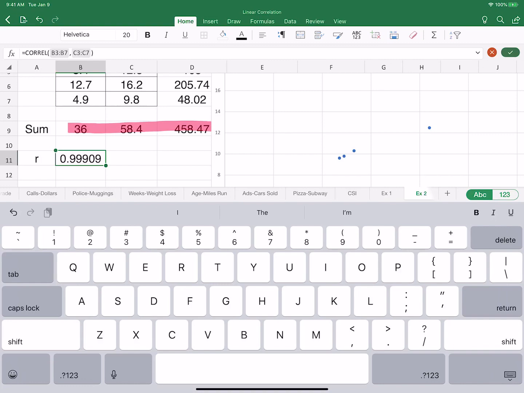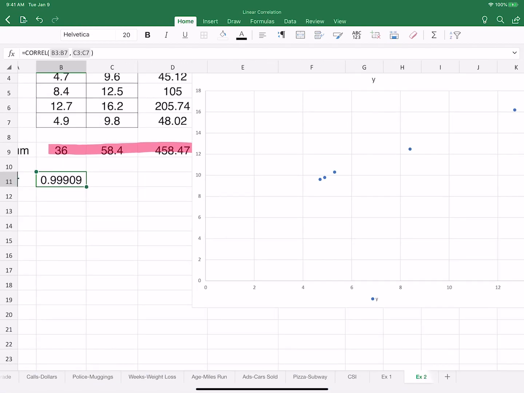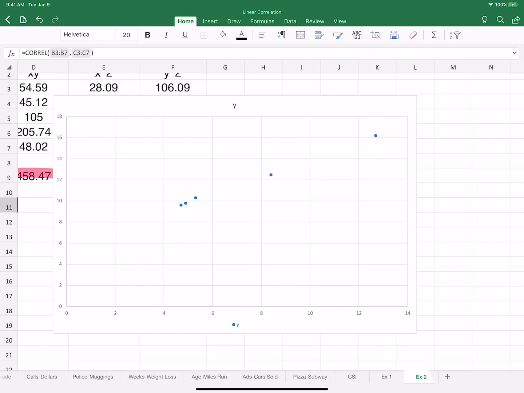That's almost 1. So remember what we said the other day. If we get rid of the keyboard, it's positive, so this correlation has a positive slope, right? It's a positive r value. It's almost a perfect linear correlation. Remember, if it's exactly 1, it's a perfect positive linear correlation. If it's exactly -1, it's a perfect negative linear correlation. So this is going to be probably a linear correlation here. So here's my r value.